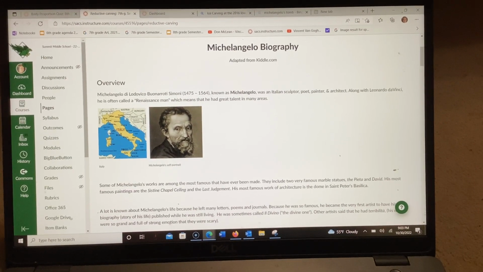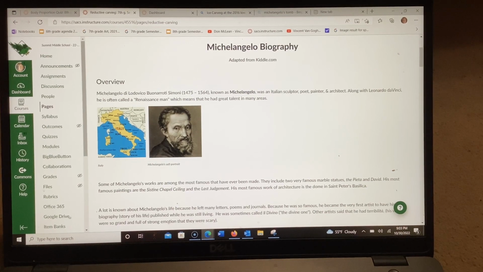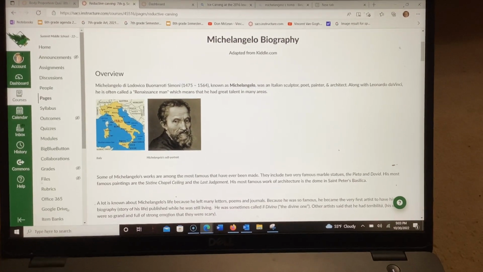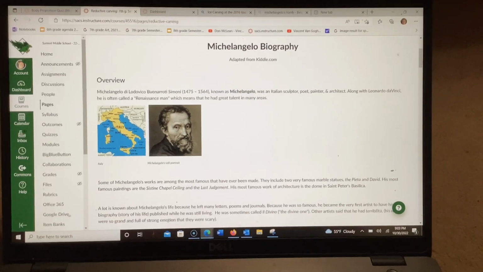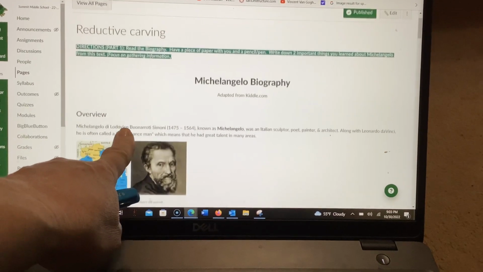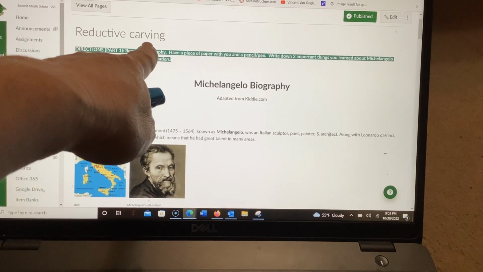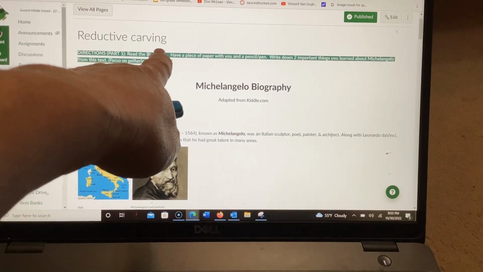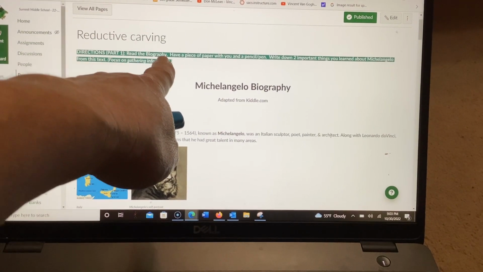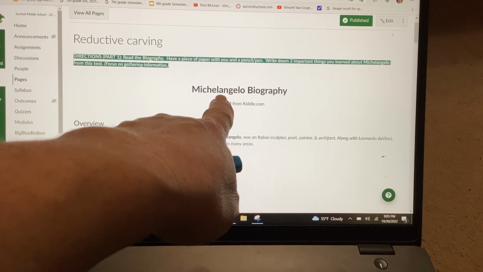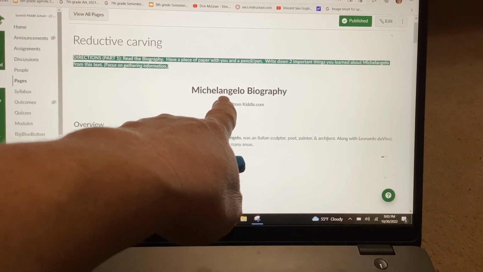However, if you would prefer that I read to you, then you can keep watching the video and pause only when you want to take notes. So, this is a lesson about reductive carving. This is the lesson that we're currently working on in class, and it just enriches that lesson by looking at a famous person known for doing this type of carving, Michelangelo.